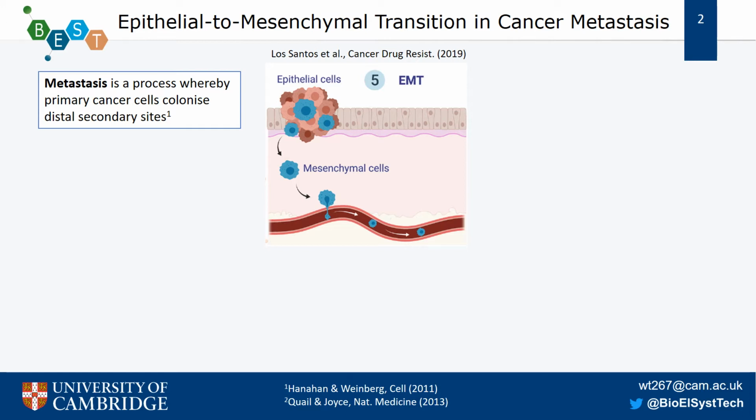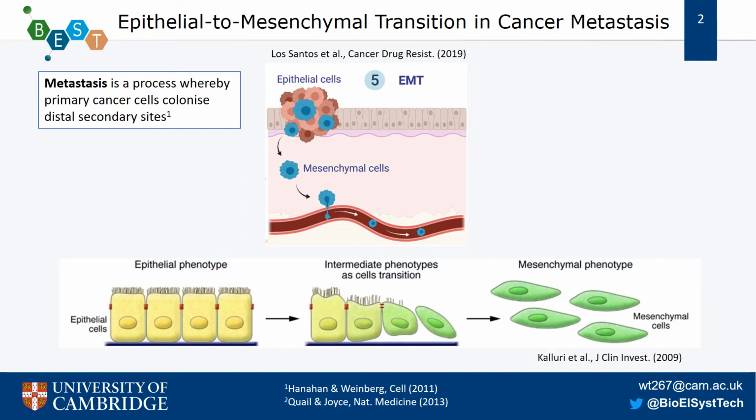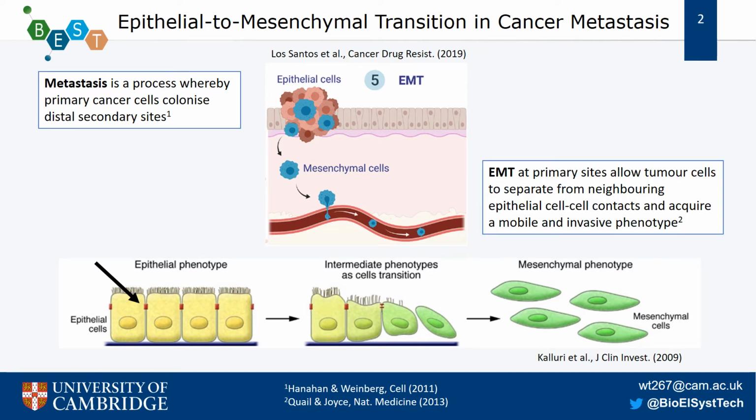The epithelial to mesenchymal transition might contribute to cancer metastasis by driving invasion. Now, epithelial cells are characterized by tight junctions, which form continuous intercellular barriers between the cells. Now, this barrier separates tissue spaces and regulates selective movements of solutes. So EMT at primary tumor sites will allow the cancer cells to separate from neighboring cancer cells and acquire a mobile and invasive phenotype, and this allows them to spread in the body.